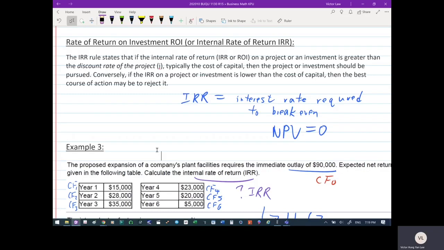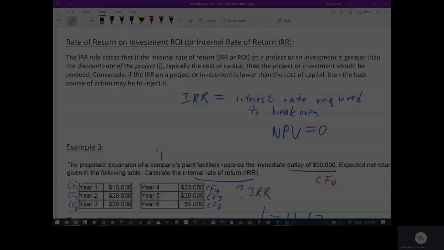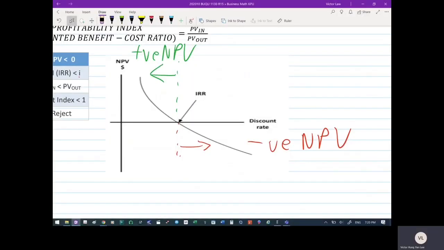You will reject it. So basically what you need to understand is that IRR is the interest rate that is required to break even. And when we're talking about the break even, we're talking about the break even for the NPV. So NPV equals 0. From a diagram perspective, this is what it looks like, with the discount rate on the x-axis and the NPV on the y-axis. And IRR is when your NPV equals 0. That's your internal rate of return.